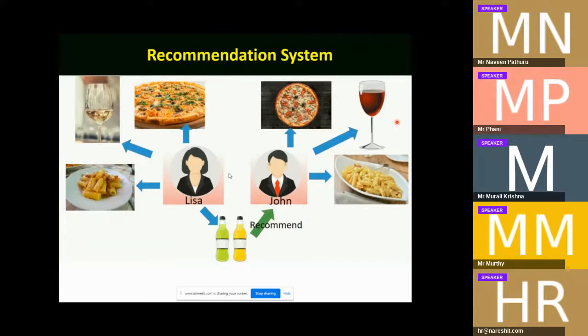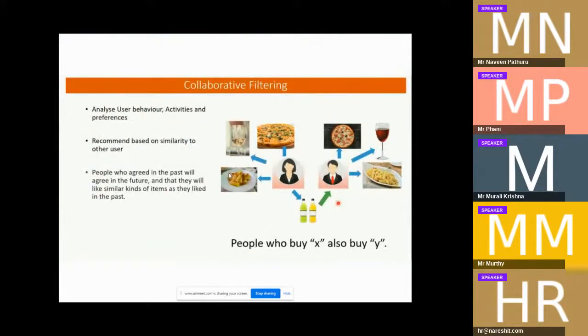John, we can say, at a mathematical level is similar to Lisa. What is special about John? John is similar to Lisa because Lisa likes pizza, John likes pizza. Lisa likes wine, John likes wine. Lisa likes pasta, and John likes pasta. So there is a good chance that if Lisa likes Sprite, John will like Sprite, is the meaning behind it. This is called a recommendation system.